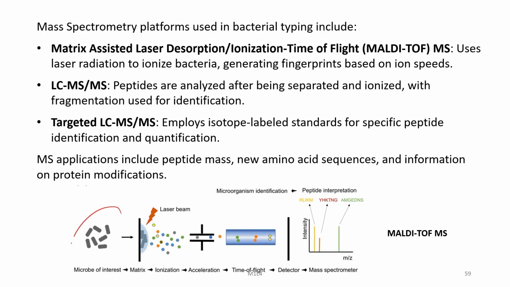So, here we have, for example, the microbe of interest, and this is immobilized into a matrix, and then we do the ionization, and then you can see the representation of the time of flight, and there is a detector over here which detects these ionized molecules, and then this is the mass spectrometer results which is finally coming out, and we identify the peptides by analyzing these spectra.